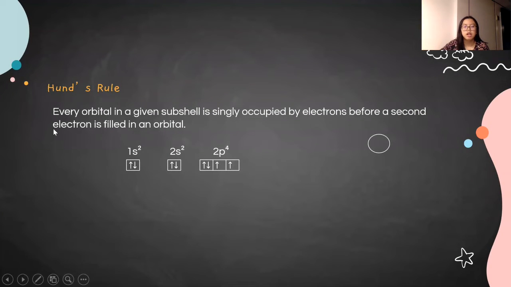Hund's rule. Every orbital in a given subshell is singly occupied by electrons before a second electron is filled in an orbital. So 1s2 also has an up arrow and down arrow. 2s2 also an up arrow and down arrow. 2p4: an up arrow, up arrow, and then we fill in the down arrow. So it has 4.